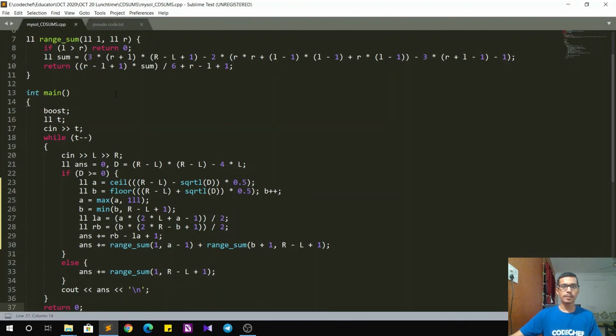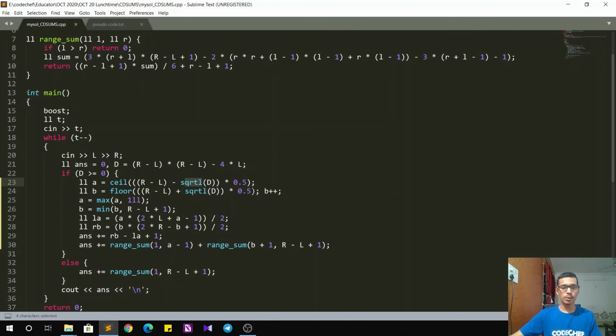Coming to the C++ implementation of the code, we take the input for t test cases and then for each test case, we take the input L and R and calculate the discriminant of the quadratic as follows. Now, we see if the roots exist, we calculate the roots in the following manner. Remember to use the function square root L instead of just SQRT because the numbers might be quite large, so there can be precision errors. So it is safe to use square root L.